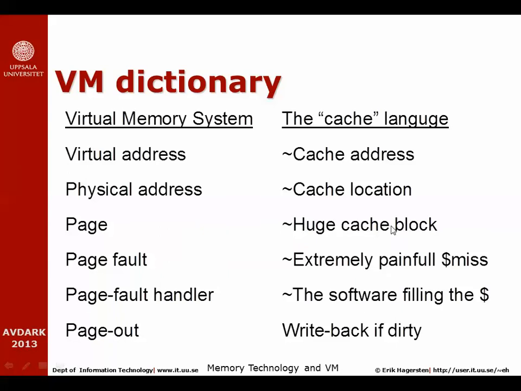A page is a huge cache block or cache line. They're two names for the same thing. A page fault is an extremely painful cache miss, where you have to go out and bring in some data from disk. You access a page which is not in the physical memory, and you have to bring it in from the disk. The page fault handler is the software that fills the DRAM with the data. And page out in the virtual memory world is when you just toss a page over your shoulder, or you have to write it back if it's dirty.